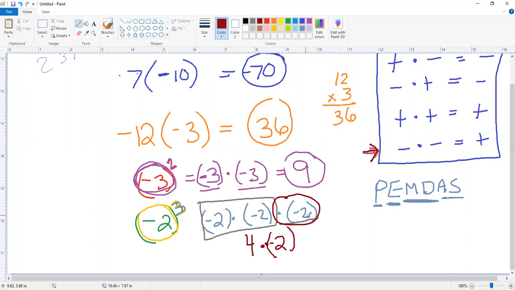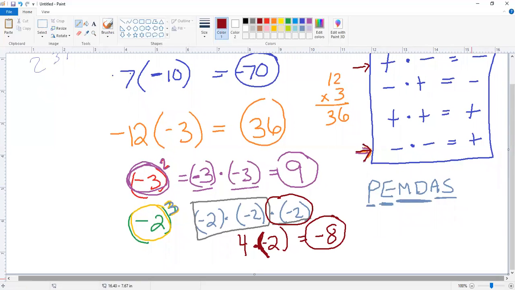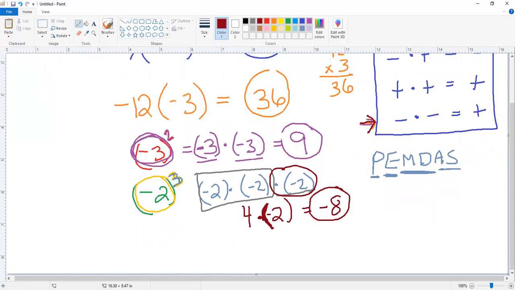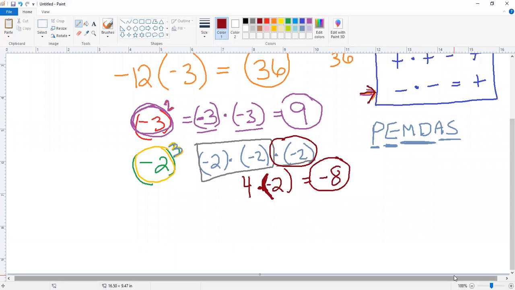So we have 4 times -2. Again, my handwriting's not the best. So we have a positive times a negative. We're going to look up here. A positive times a negative is always a negative. 4 times 2 is 8. So we have a -8 for our answer. All right. Now let's see if I can make some more space here.